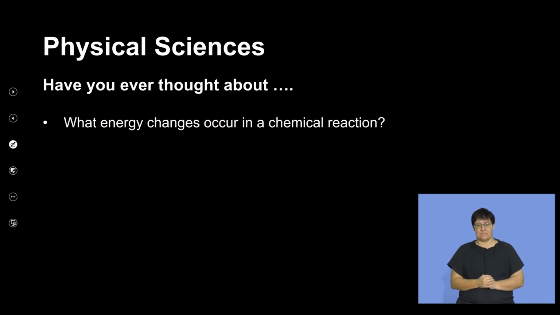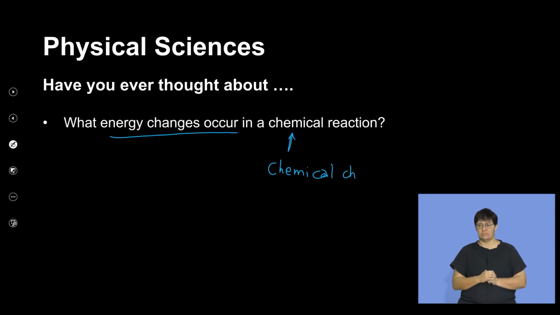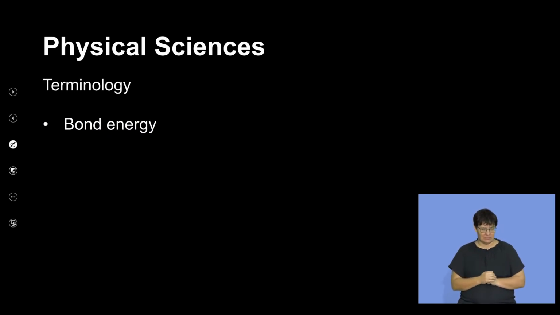Now, the big idea that's going to guide our discussion today is: what energy changes occur in a chemical reaction? And remember, when we talk about a chemical reaction, we're basically talking about a chemical change. So the words chemical reaction and chemical change will be used interchangeably to refer to one and the same thing. So the big thinking is what exactly happens in terms of energy in as far as a chemical reaction is concerned.